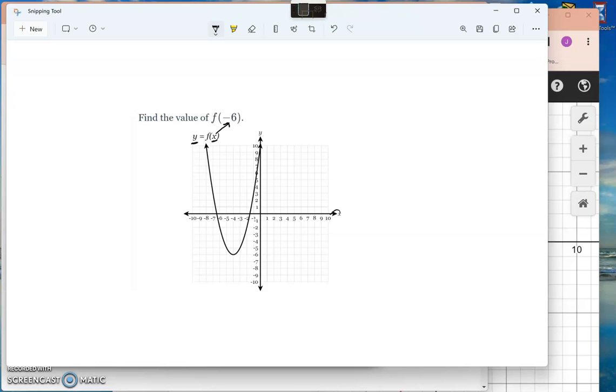So go to x, go to negative 6. Go to the graph, so up or down. So I go to the graph right here. Then I go to y, and I see what my y value is. So my y value is negative 2. Okay, that's all you're really doing there.